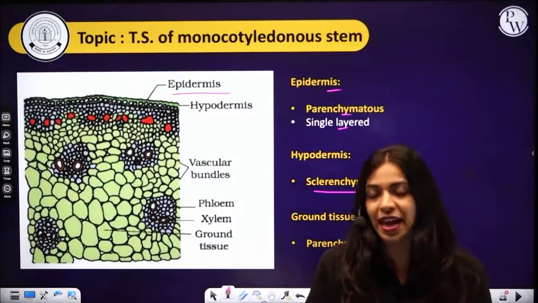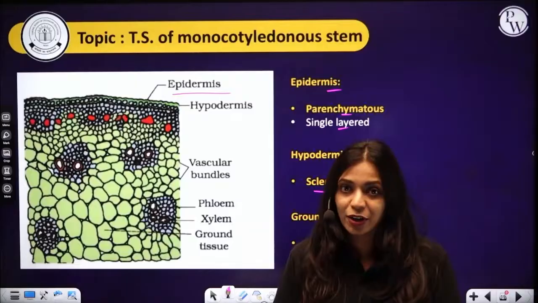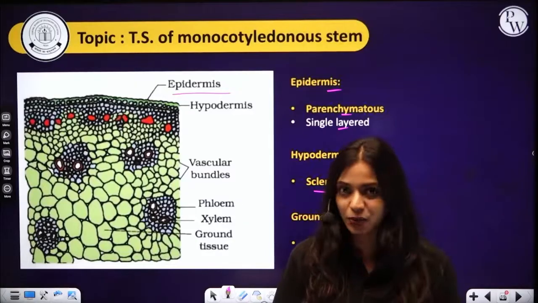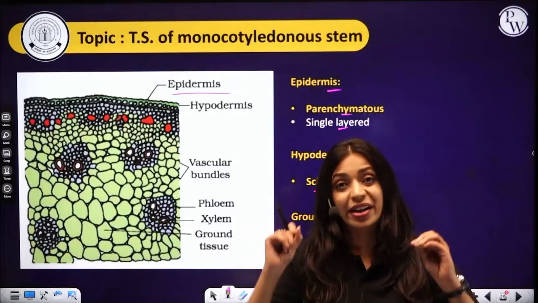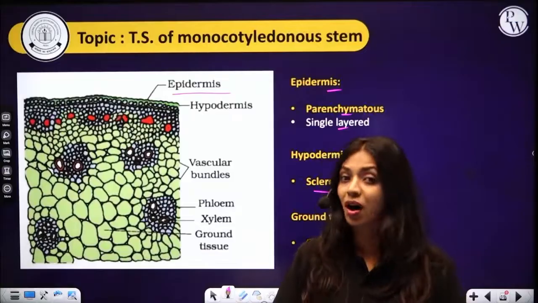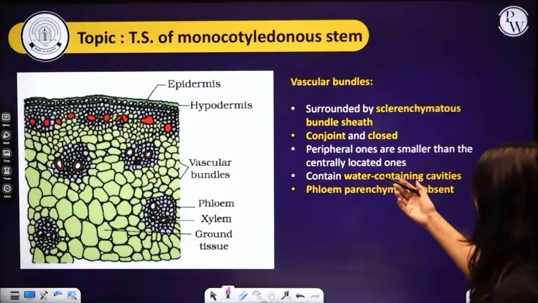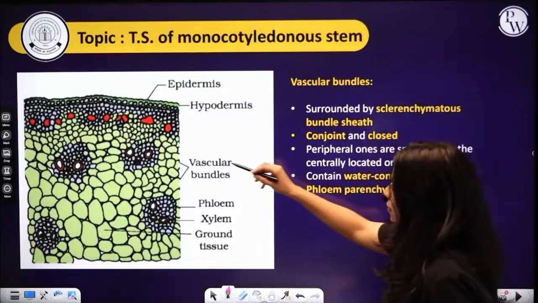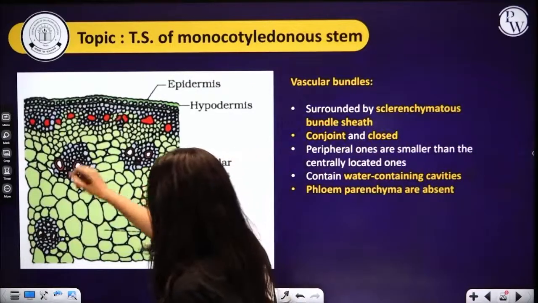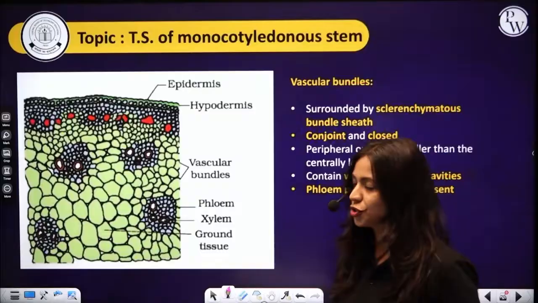You do not see any differentiation between endodermis, pericycle, none of that. There is ground tissue, and interspersed within this ground tissue are the vascular bundles. So you can see how the vascular bundles are scattered here. See, these are the vascular bundles that are scattered within a homogeneous ground tissue.